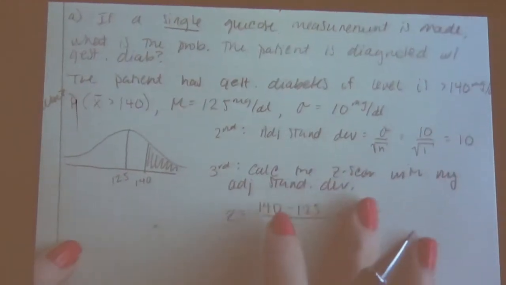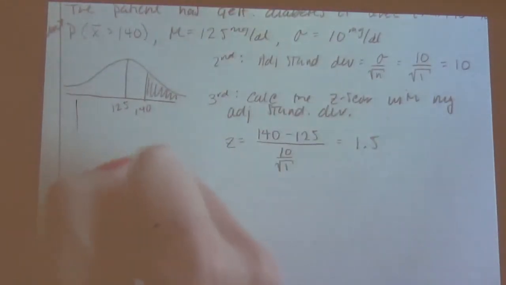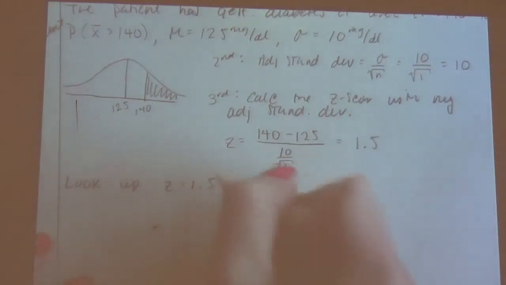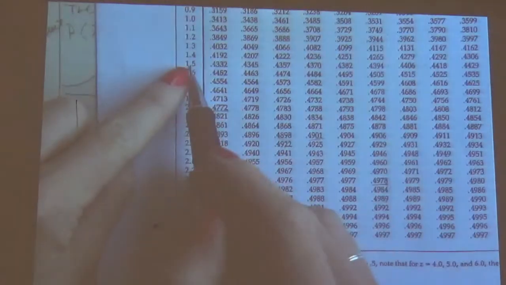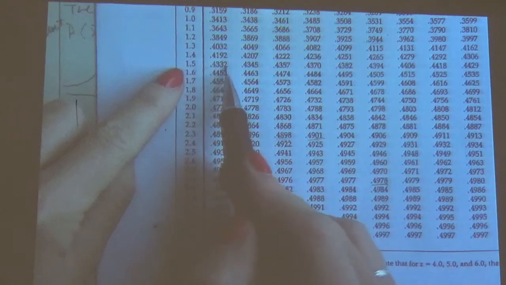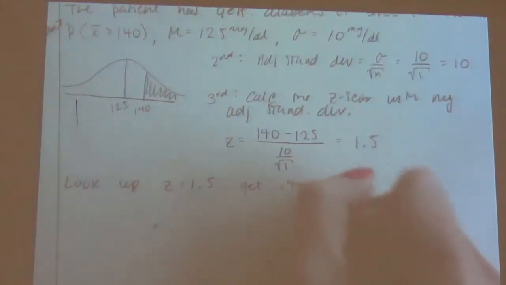Now I'm just going to follow exactly what we did in chapter 11. So I need to look up z equals 1.5. I'm going to use the same normal distribution that I've been using for the notes in general. Now if I come here, I go down to 1.5, that's technically 1.50. I see that my probability there is 0.4332.